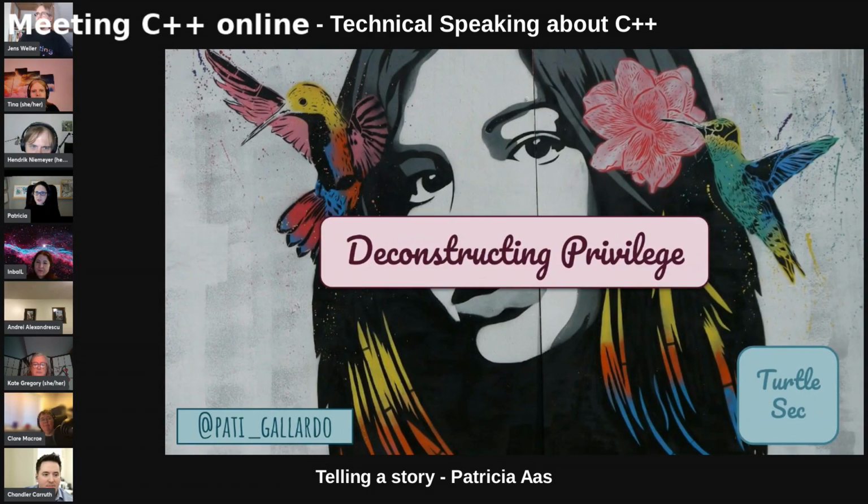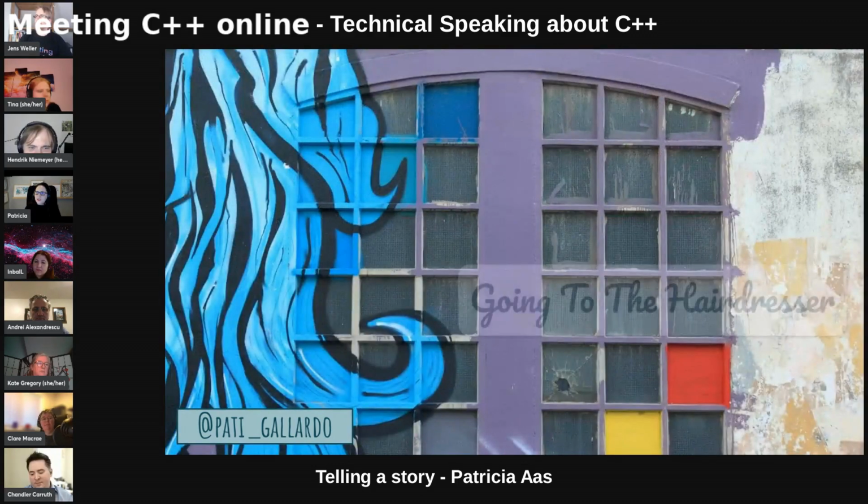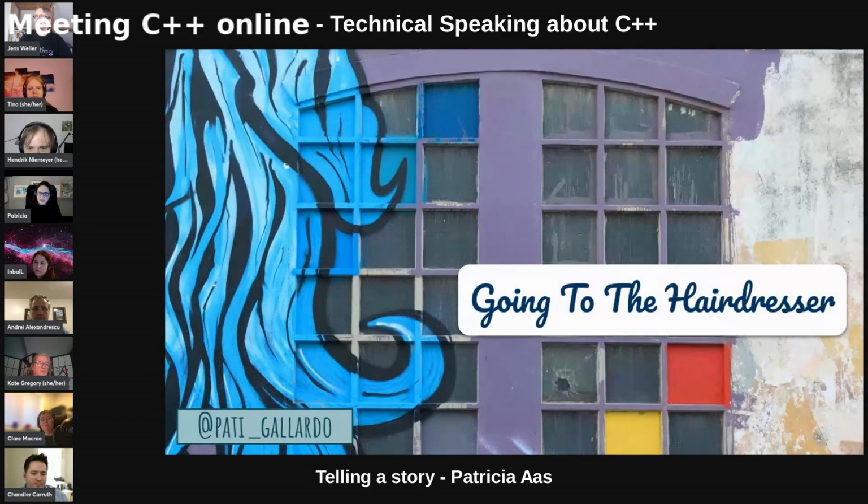And the first two slides I'm going to show you are the first two slides that I show in that talk. What I'm trying to do in those slides is evoke memories in each person in the audience of their own experience, and then show them how the same situation could be experienced totally differently by somebody else. So the first one is going to the hairdresser.